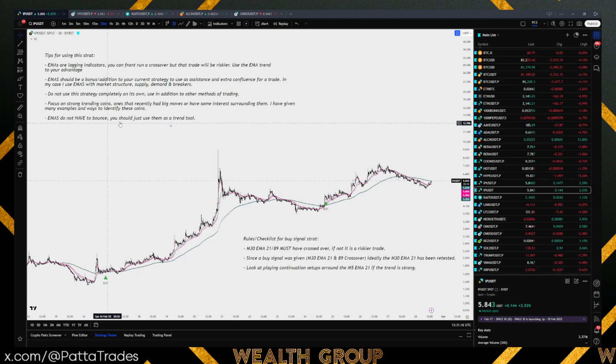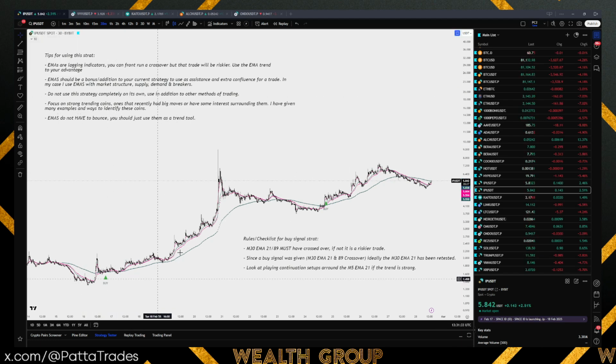So EMAs do not have to bounce. You should use them as a trend tool. This links back to what I was saying earlier, that you shouldn't just use the EMAs on their own. You should use them with the assistance of other trends and other tools, other methods of trading, rather than just an EMA on its own, right?